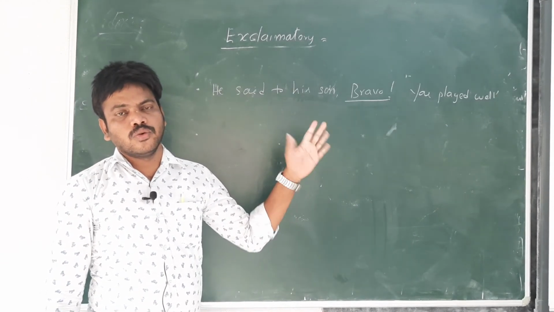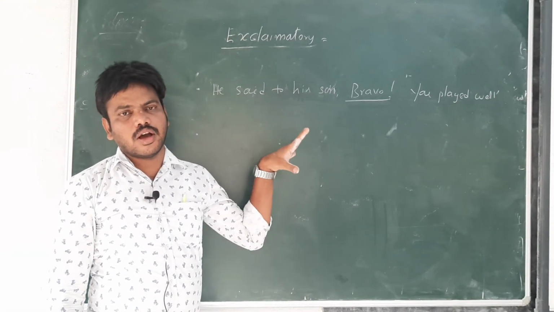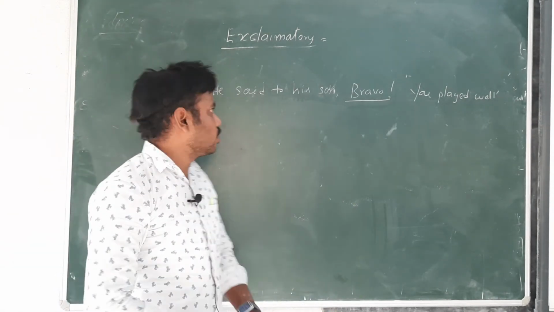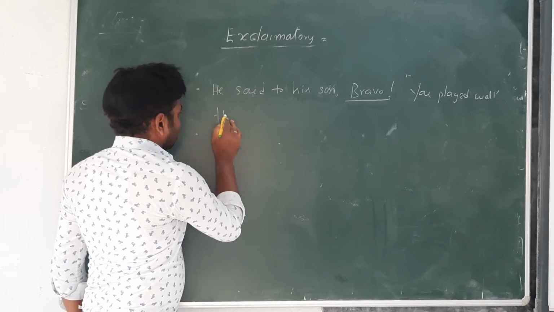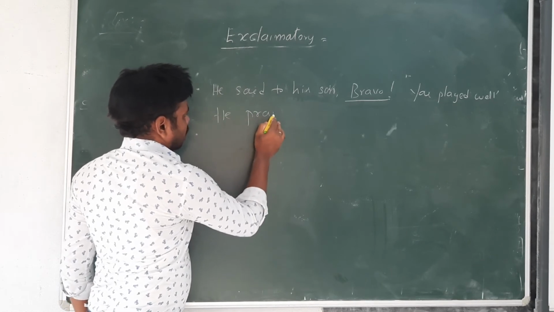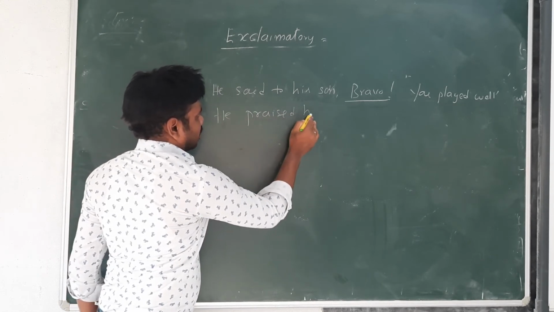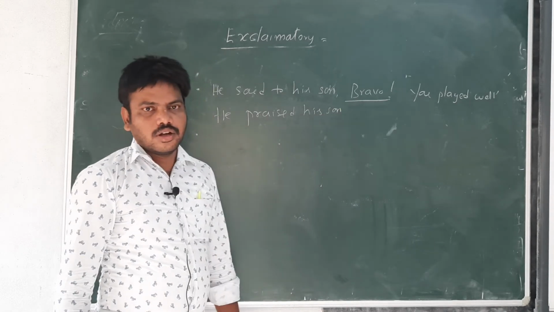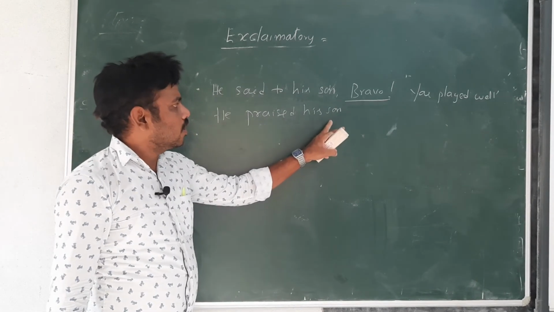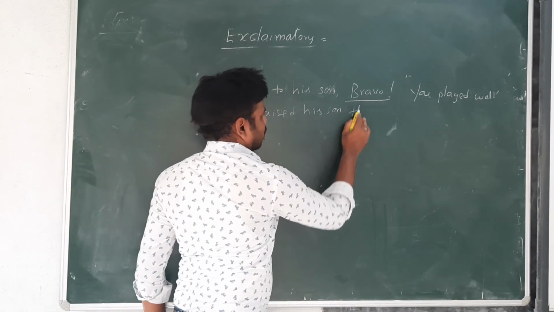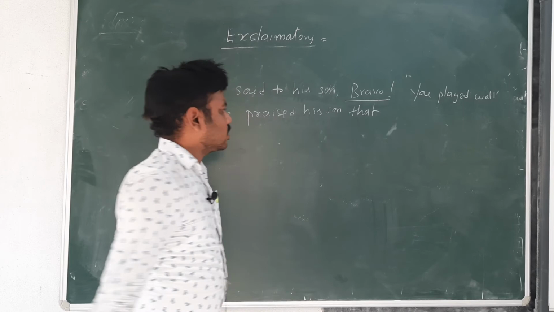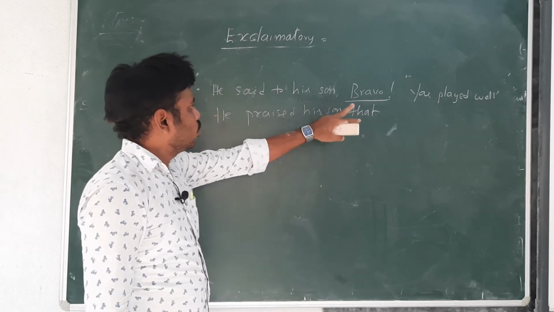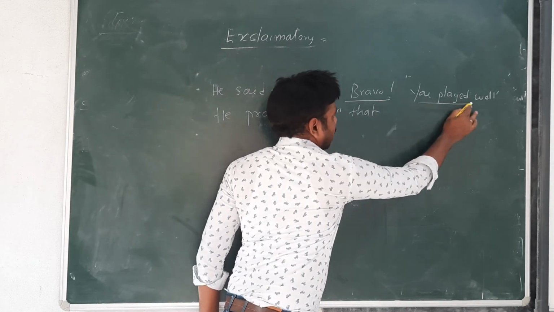Since the first example, I started to say what things will come. For example, "hooray" means happiness and "alas" sadness. So the same also here: when we use "bravo," it is praise. So what is he saying? He praised his son that you played well.